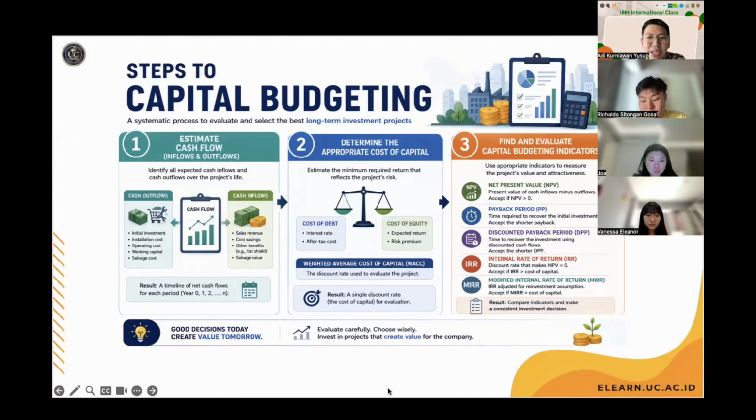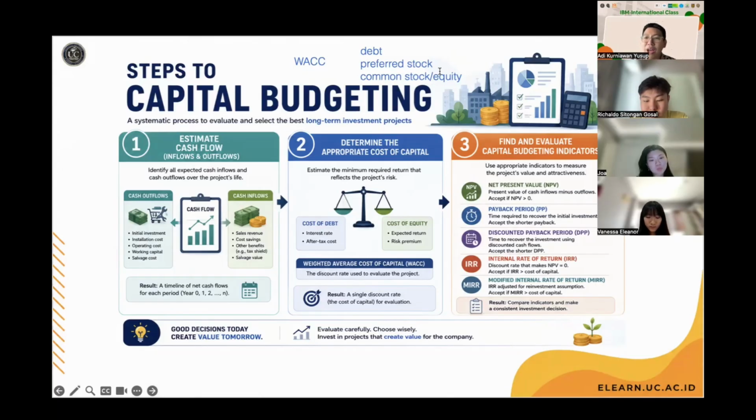Still remember last week we learned about the cost of capital. The term we call it is WACC, weighted average cost of capital. Okay, you can get the capital from several sources. It can be through debt, it can be from preferred stock, and also from common stock or equity. So after you calculate WACC, it will be used later for the capital budgeting calculation. Basically, the WACC is the discount rate used to evaluate the project.